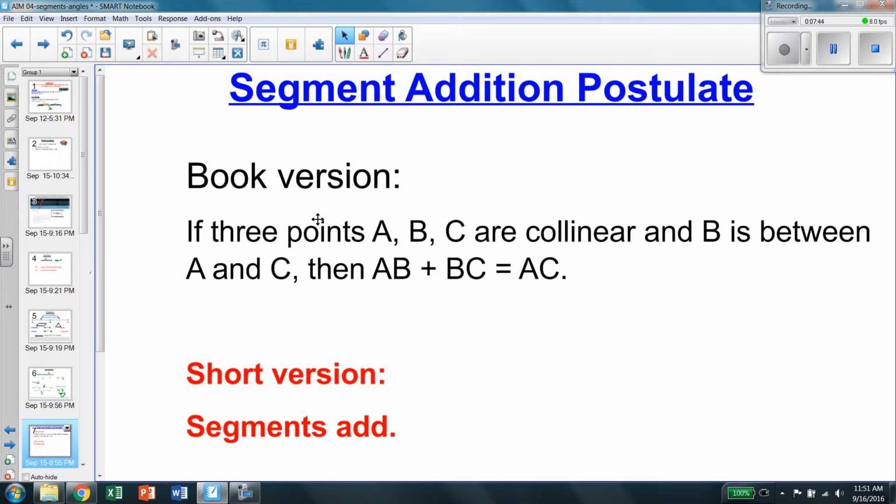So, what did we just look at? Why were we able to do that? Well, a long time ago, mathematicians came up with this postulate, the segment addition postulate, and this is the long, complicated stuff. It's pretty convoluted. The easier version, segments add, like we just did. You can add segments together that are collinear. And therefore, in the same regard, you could also subtract them to find missing pieces. Works out.